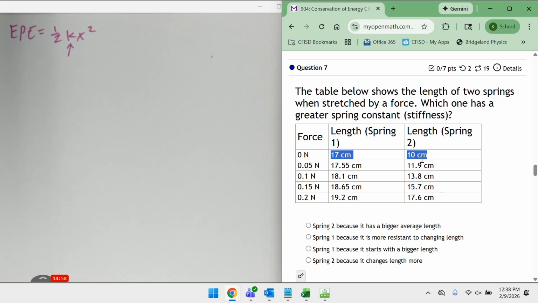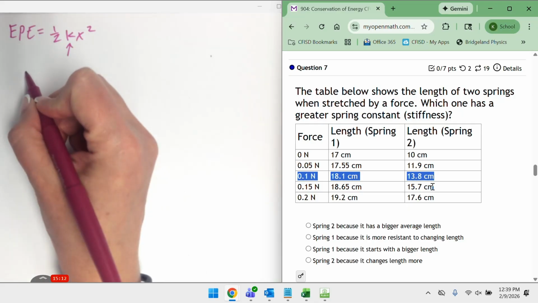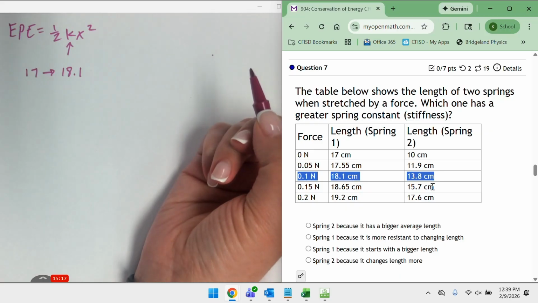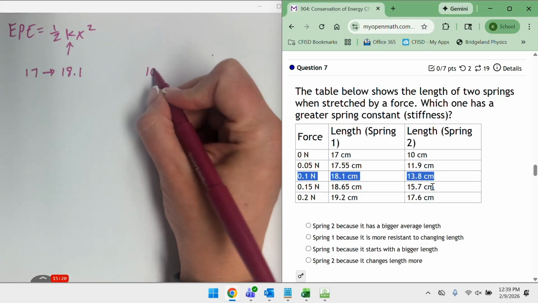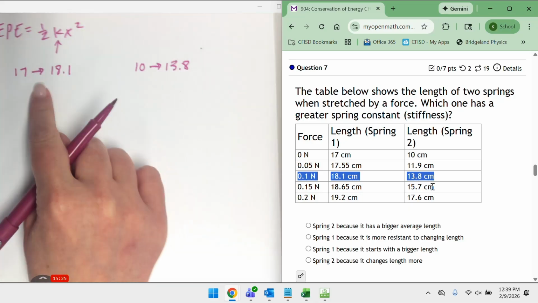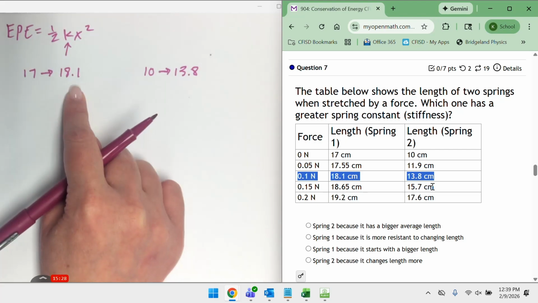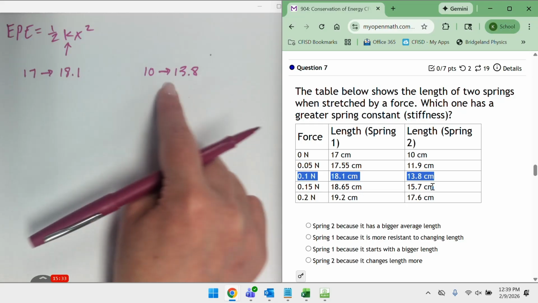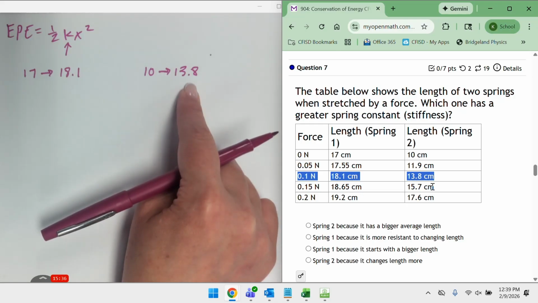Now yes, they have different lengths, but what you're looking at is the difference. So like with 0.05 newtons, or maybe we'll go up to a larger amount, like it doesn't matter, pick one. But at 0.1 newtons, your first spring started out at 17 and now it's 18.1. Your second spring started out at 10 and now it's 13.8. And so this one only stretched by 1.1 centimeter, whereas this one stretched by 3.8, which means this one's easier to stretch when you put the same amount of force onto it.